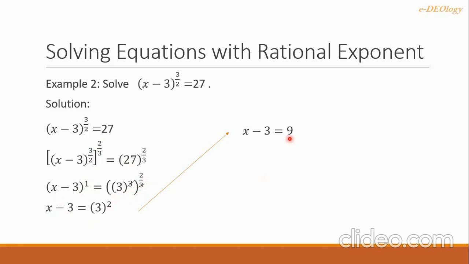And then, it is easy to put x alone on one side, the negative 3. We will simply shift it to the right side. So the negative 3 becomes positive 3. And then 9 plus 3 is equal to 12. So x is equal to 12. That is our final answer.